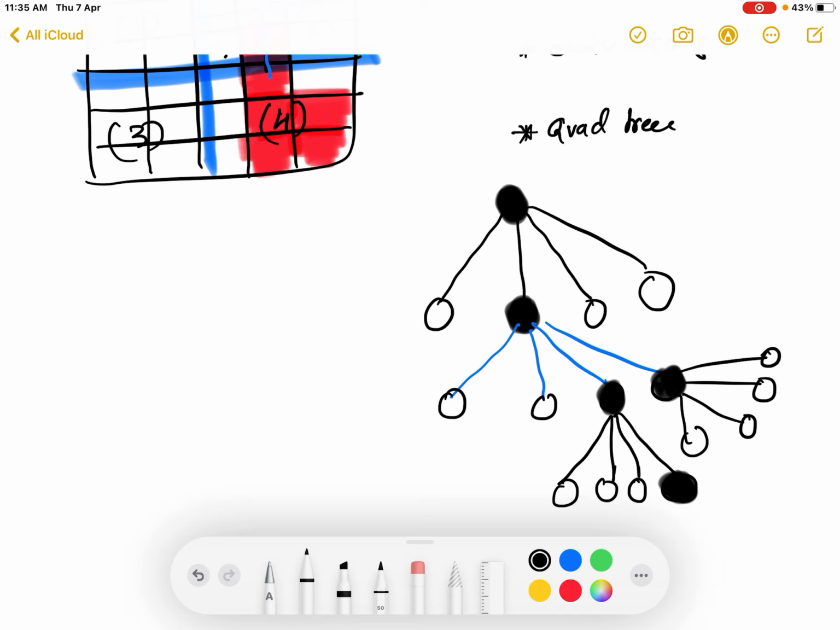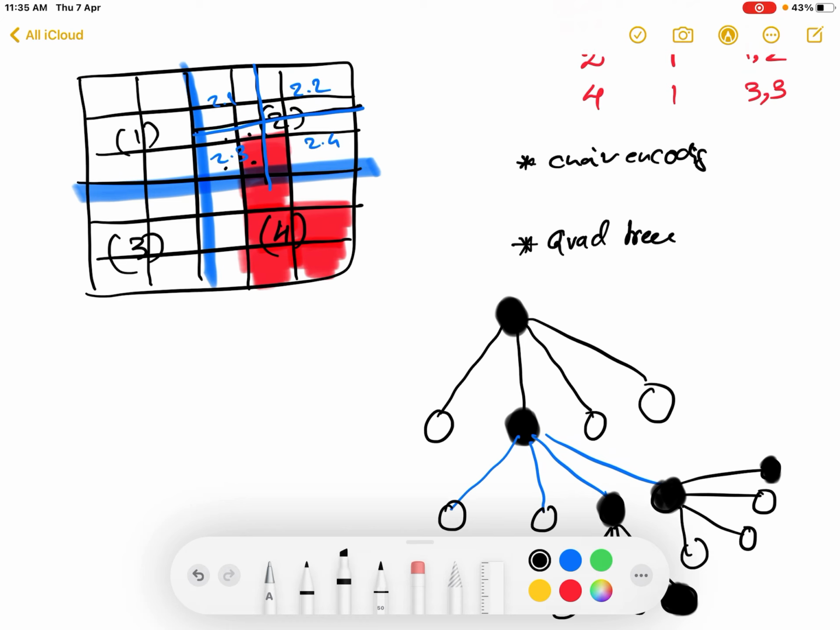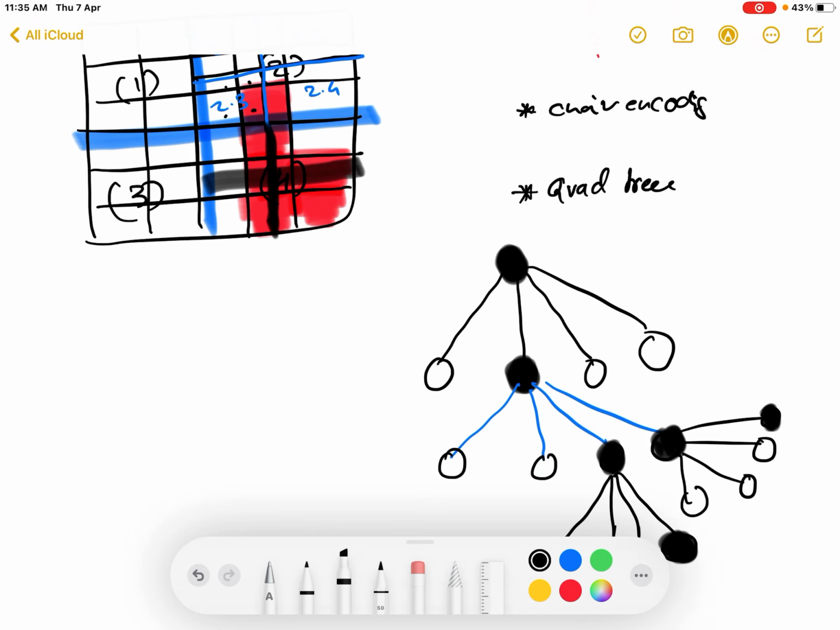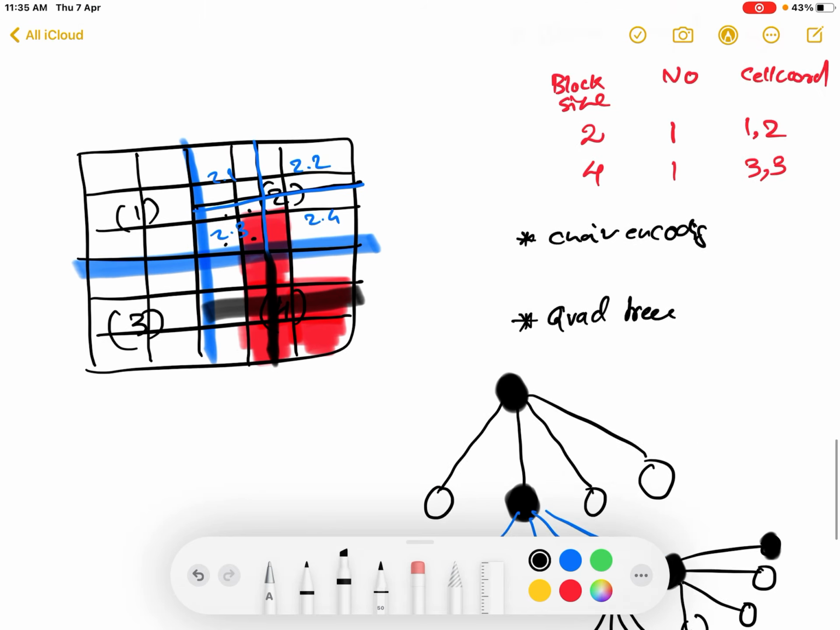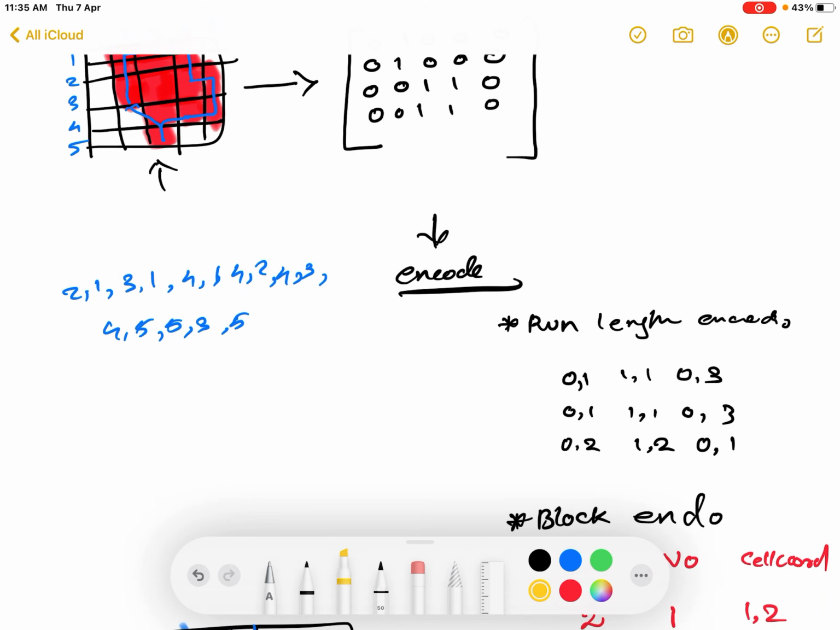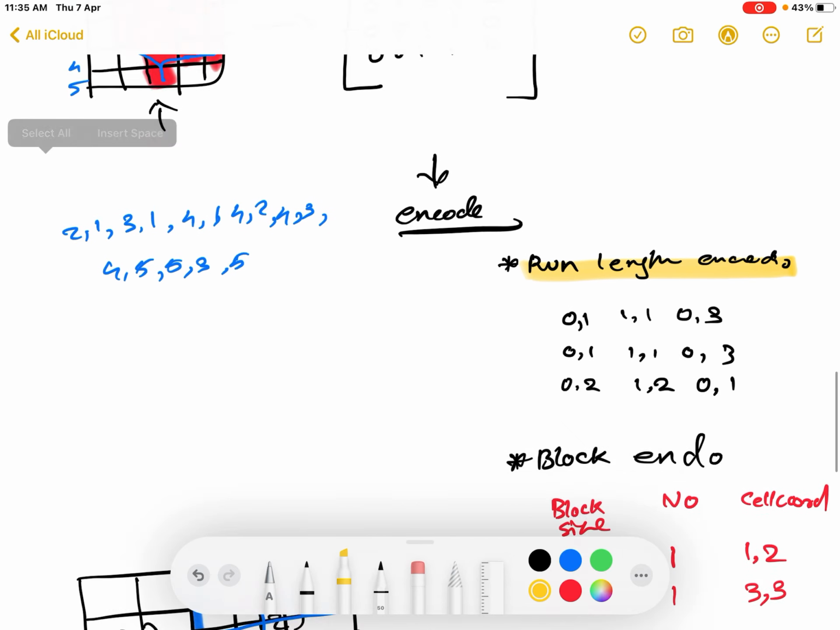Again, we will represent the upper one here like this. We'll be dividing this into 4. Only the fourth one is non-empty, so we'll shade that. Again, we will do the same with the fourth one. We'll again divide this into 4. So this is how you represent a quad tree. So this is quad tree encoding.